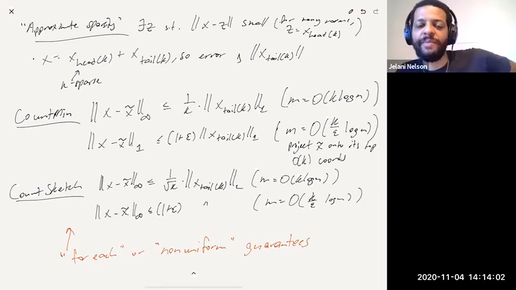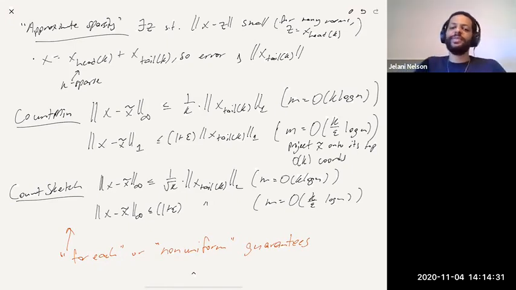So notice that if x actually is k-sparse, the norm of x tail k is 0. So Count-Min and Count sketch will actually recover the exact vector with good probability if it actually is a k-sparse vector. But if it's not exactly k-sparse but approximately k-sparse, they'll give you error that depends on just how not sparse it is. It depends on the norm of the tail part. So that's kind of good. That's the kind of thing we like to see in compressed sensing.